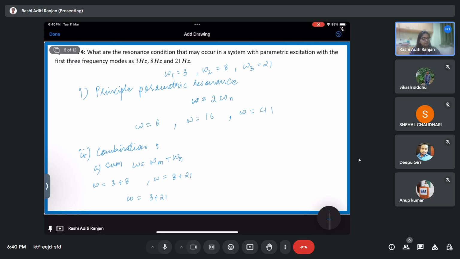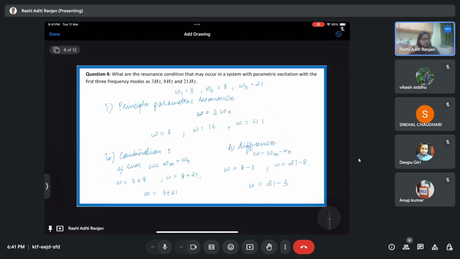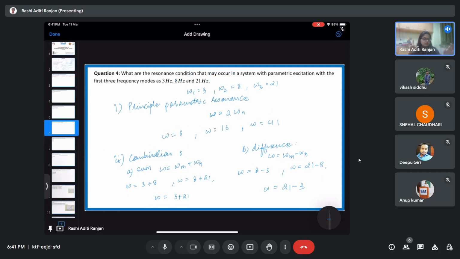Then we have the difference type as well. In this case, omega m minus omega n. So what are the probable options? We have 8 minus 3, we have 21 minus 8, and we have 21 minus 3 as well. These 3 can happen, right? So this is how you are going to find out, okay? This is nothing in which I should give much time. It is simple maths, plus minus.